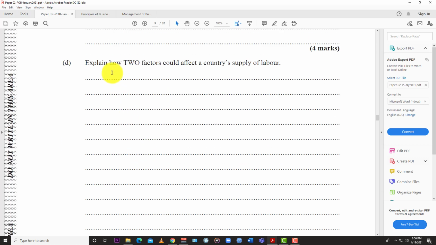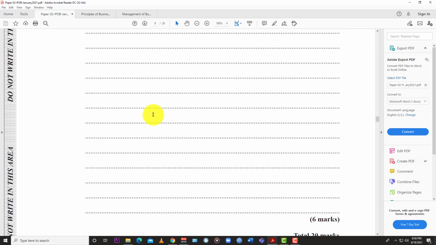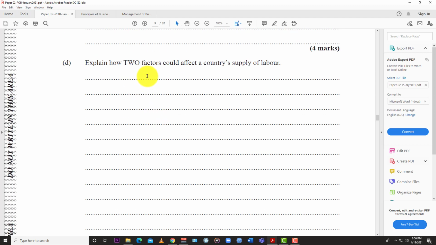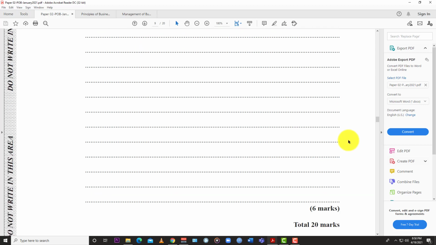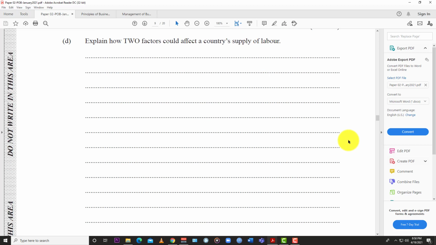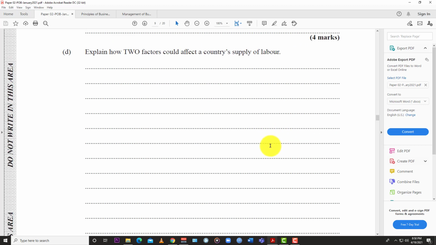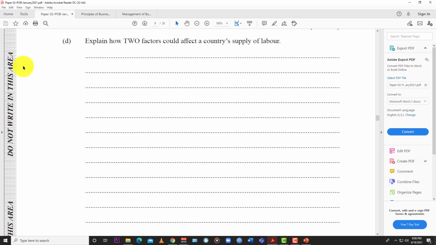Then we have D. Explain how 2 factors could affect a country's supply of labor. Explain how 2 factors could affect a country's supply of labor. And so you have a few factors that can affect the country's supply of labor, but we're going to just dig into a few that they ask for. Of course, one of the key factors that would affect a country's supply of labor would be the population. And so if a country has a high population, of course, the supply of labor would be higher.